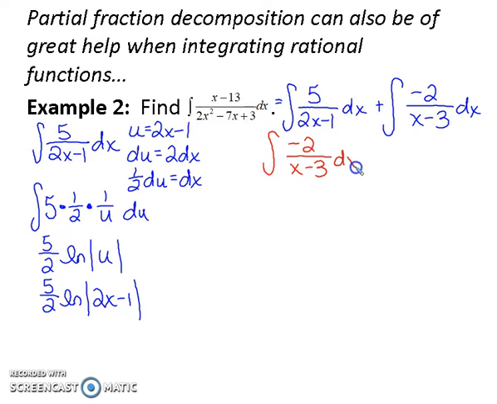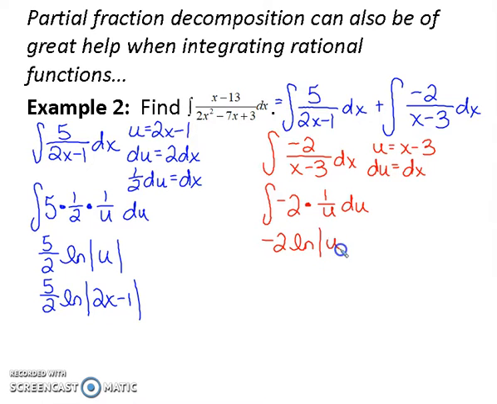And you're going to do him the exact same way. U is going to be your denominator. So du is dx. So that makes this integral, the -2 is still there, times 1 over u du. So it becomes -2 natural log of the absolute value of u, or -2 natural log of the absolute value of x minus 3.